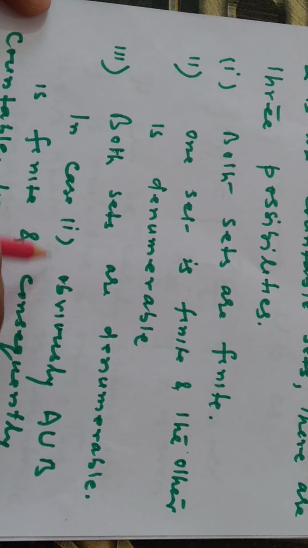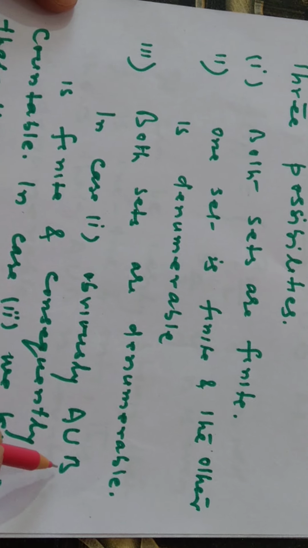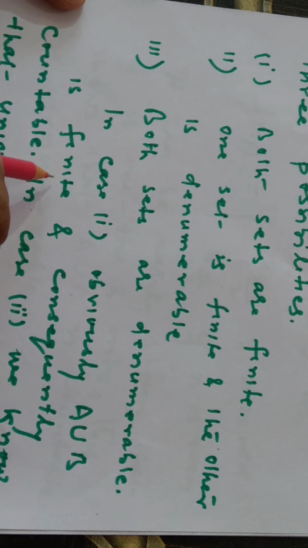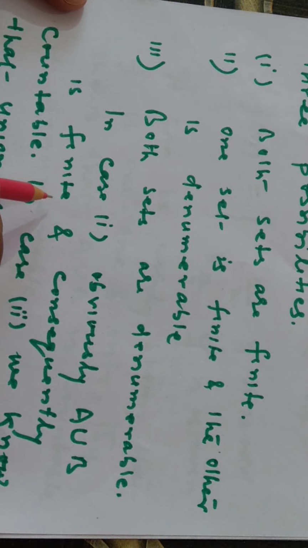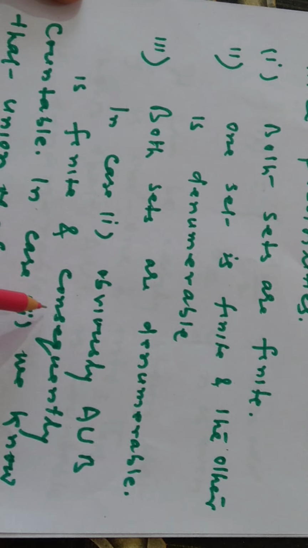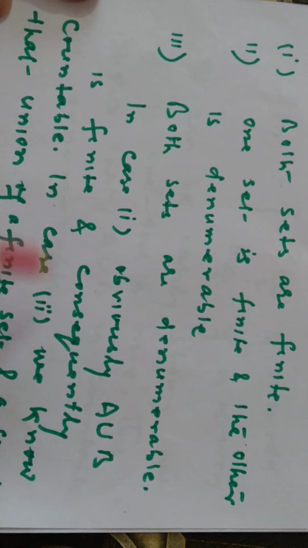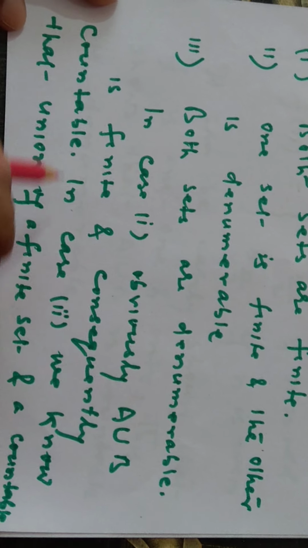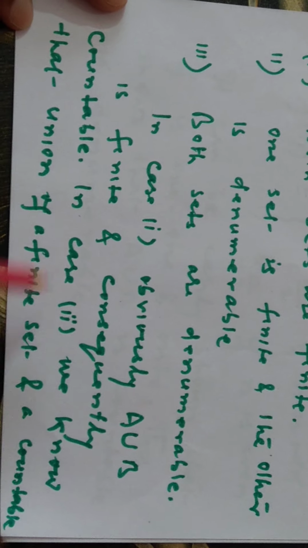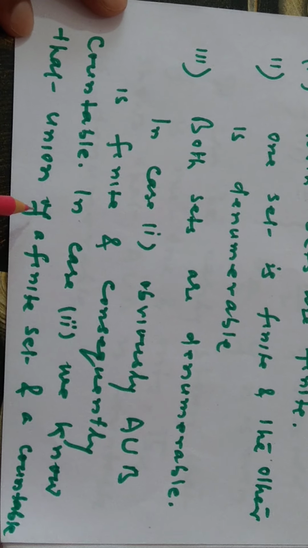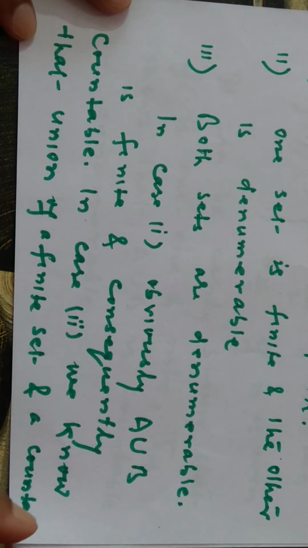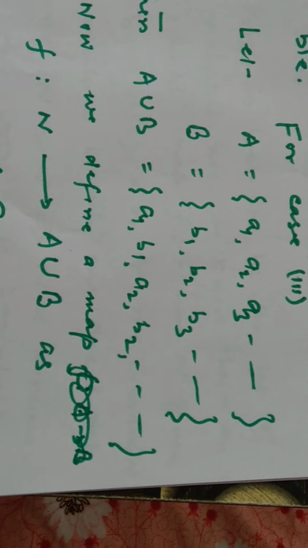In case 1, obviously A union B is finite, and we know that a finite set is countable, and so A union B is consequently countable. In case 2, we know that the union of a finite set and a countable or denumerable set is countable.